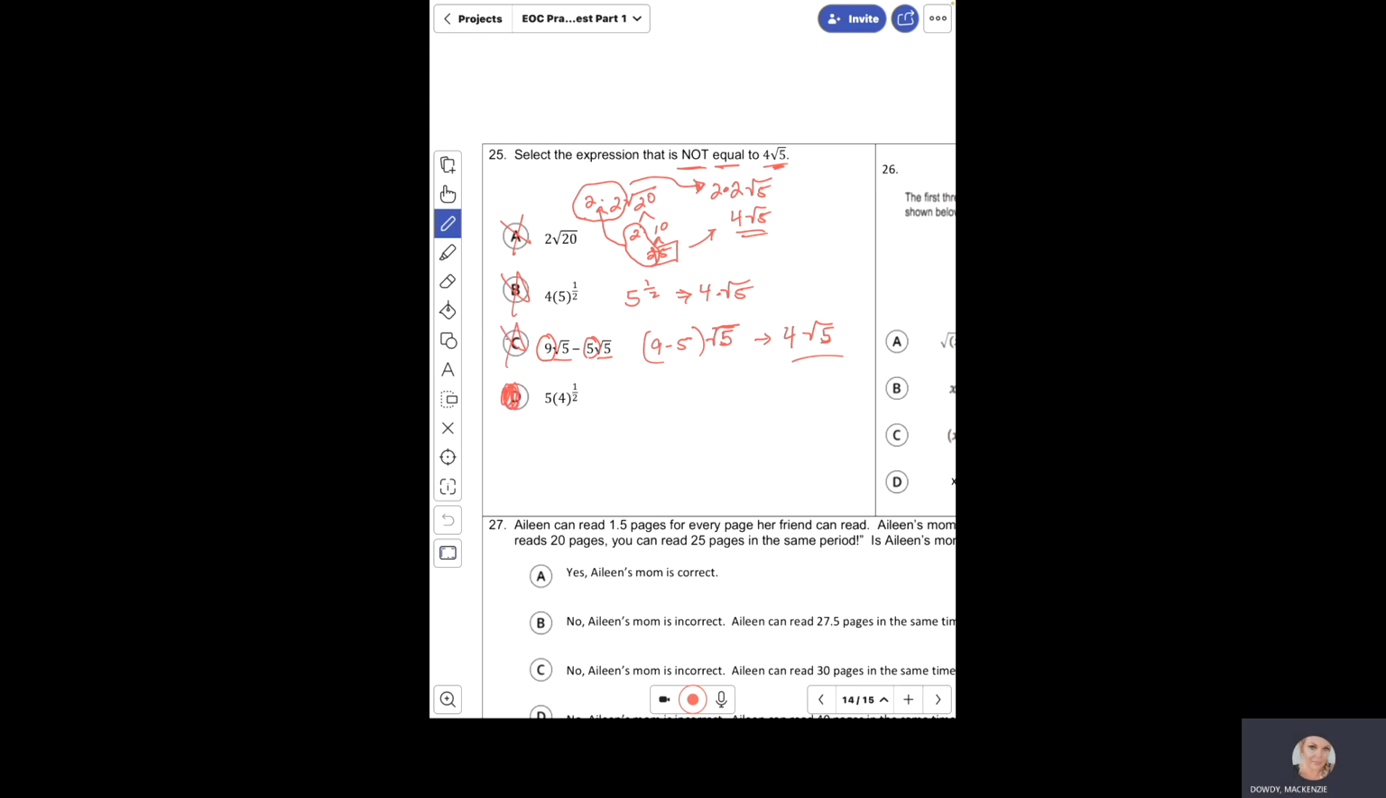Our answer is going to be D, and I'm going to show you why. Because 4 to the fractional exponent of 1/2 is the same thing as the square root of 4. You want to finish it, top in, bottom out. Okay, times 5. Well, the square root of 4 is 2. So it becomes just 5 times 2, which is equal to 10. So D is your answer.